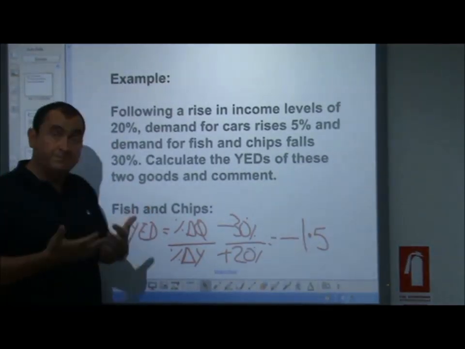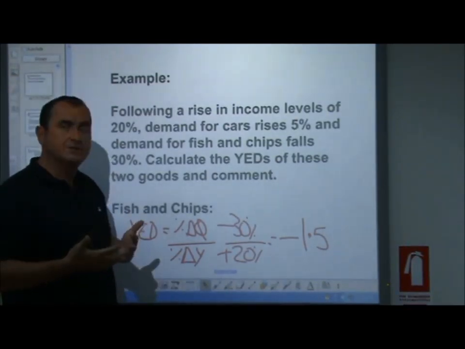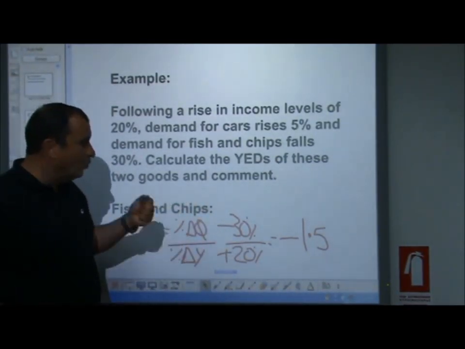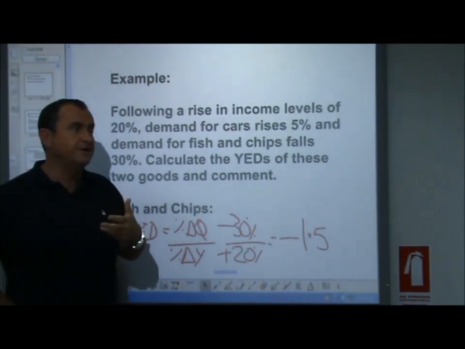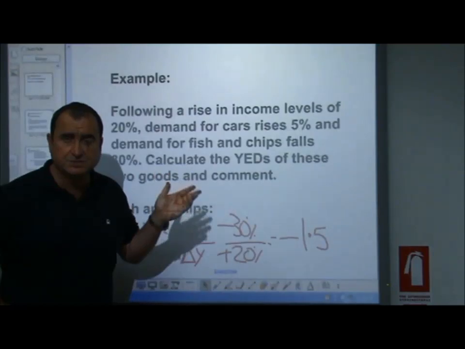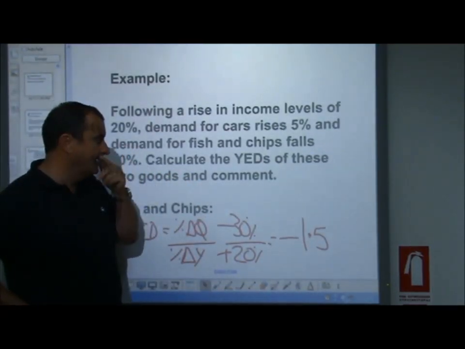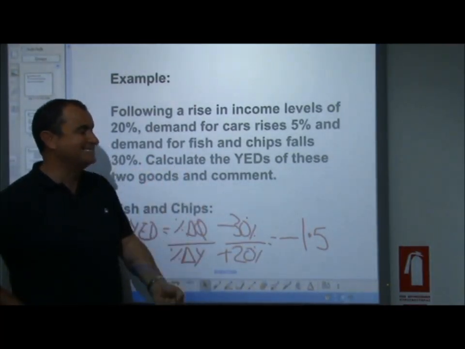What's more, it was a big fall. It was a more than proportionate fall. The number is greater than 1, and it tells us that for every 1% rise in income, there was a 1.5% drop in the demand for fish and chips. People must be going to expensive restaurants now that they can afford it, now that their income's gone up. So this is an inferior good with income elastic demand.